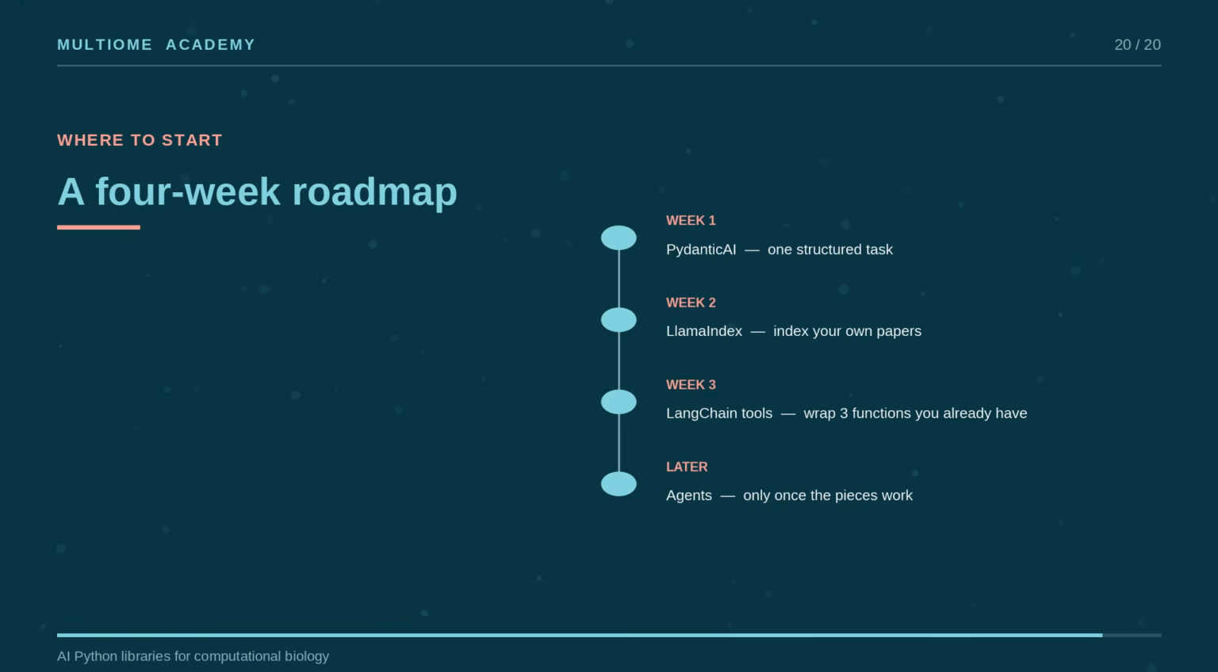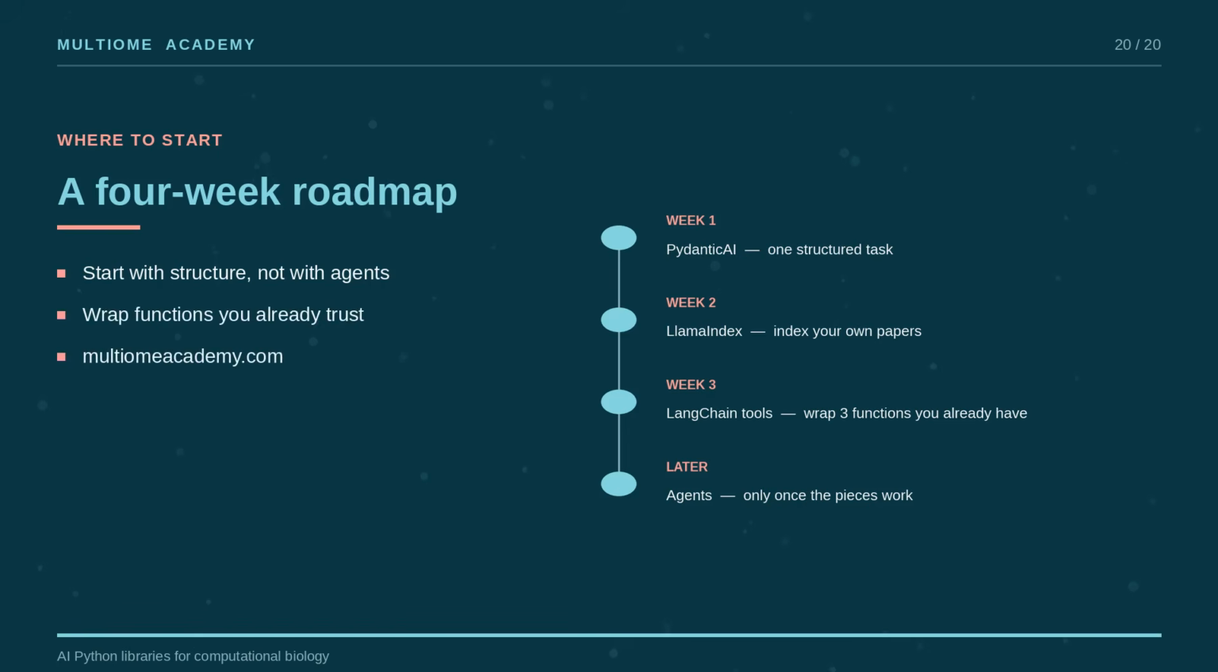If you are starting today, do it in this order. Week 1. Structured output with Pydantic AI on one small task. Week 2. A retrieval index over your own papers. Week 3. Wrap 3 functions you already trust as tools, and only then reach for a multi-agent framework, because agents amplify whatever is underneath them, including the mistakes. Build the workflow, not the script.